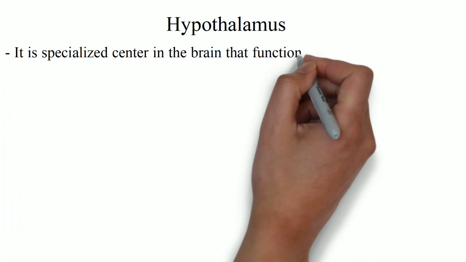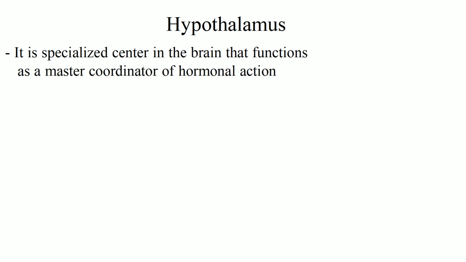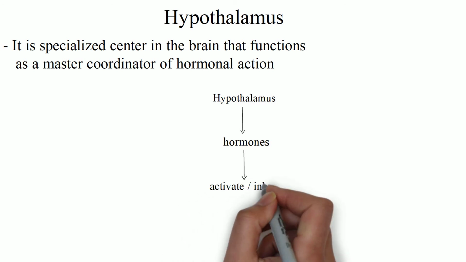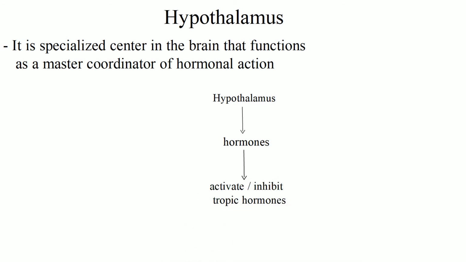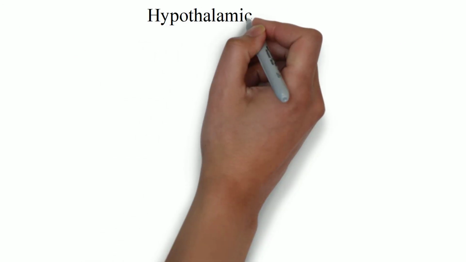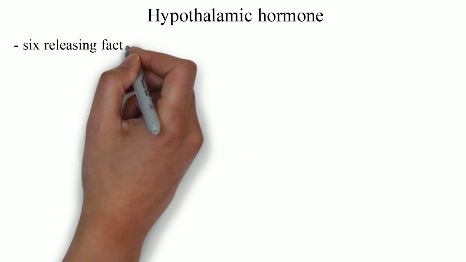Hypothalamus is a special center in the brain that functions as a master coordinator of hormonal action. Hypothalamus secretes the hormones which activate or inhibit tropic hormones. Tropic hormone is the hormone which stimulates the endocrine tissue to secrete the hormones. In simple way, all the hormones which are present in the pituitary gland are tropic hormones. Now we will see what are the different types of hypothalamic hormones.